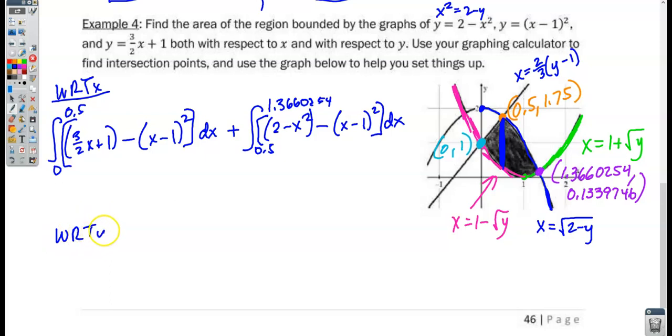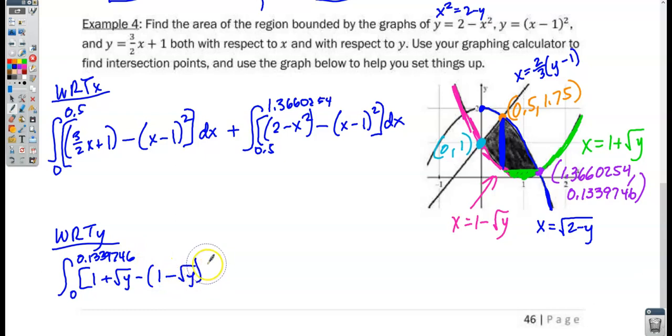And then with respect to y, we're going to go a little bit different here. First off, I need this region down here. And that starts at 0 and goes up to where y is 0.1339746. And on that interval, the rightmost boundary is quantity 1 plus square root of y. And the leftmost boundary is quantity 1 minus square root of y.